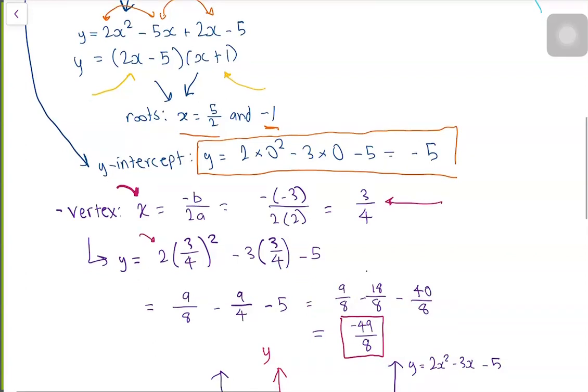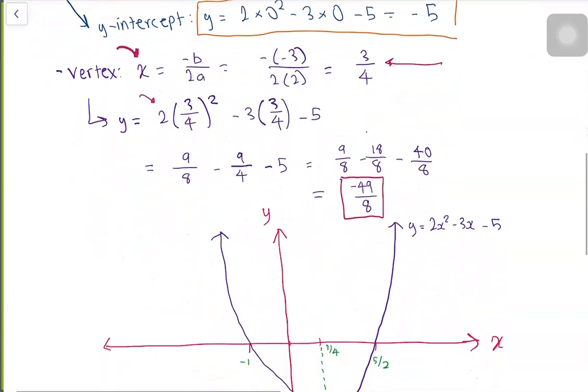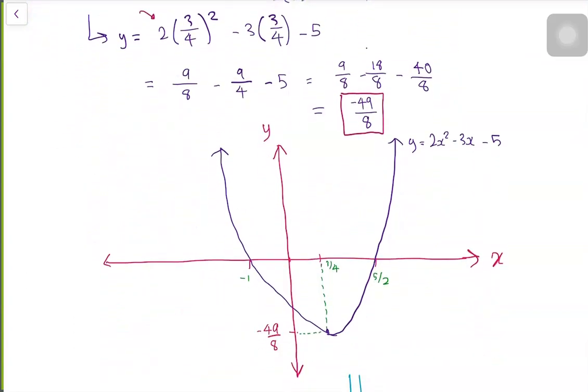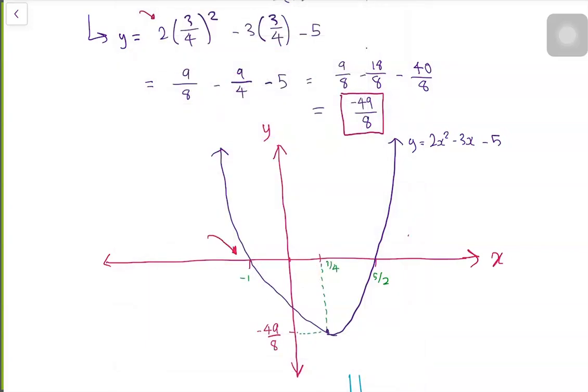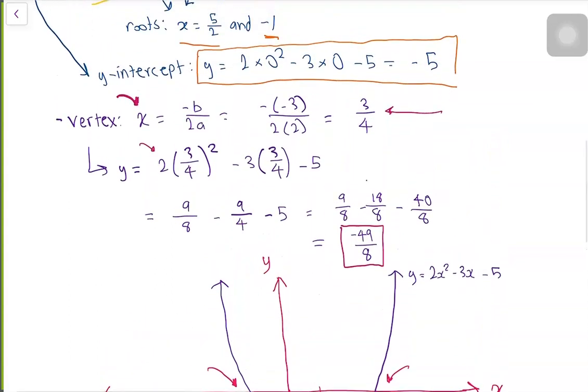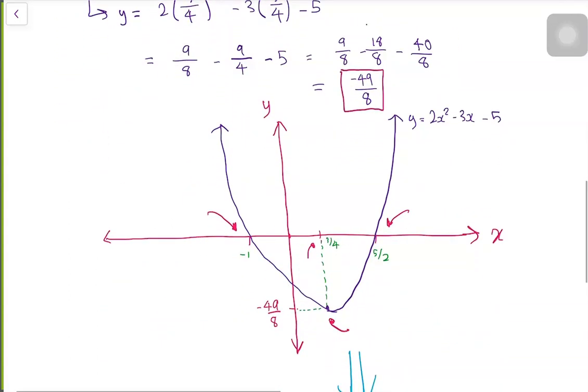So I've got the sketch down here. So we've labeled the roots of the quadratic as being minus 1 and 5 over 2, and we've got the vertex with an x value of 3 over 4 and a y value of minus 49 over 8. And the quadratic is concave up, or it's shaped like a smiley face, because the leading coefficient is 2, and 2 is a positive number, so that's why it's concave up.